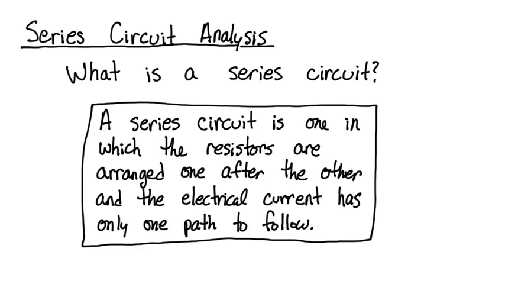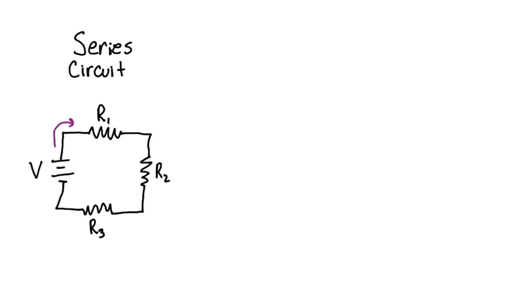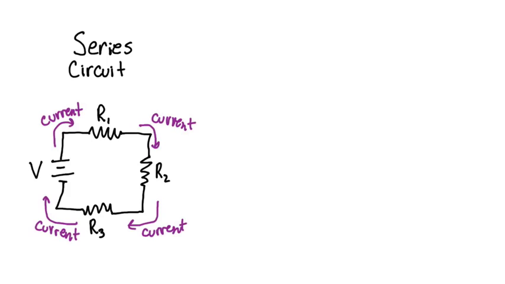So here is an example of a series circuit. A battery supplies the potential voltage to cause an electrical current. The current runs through each resistor one after the other.